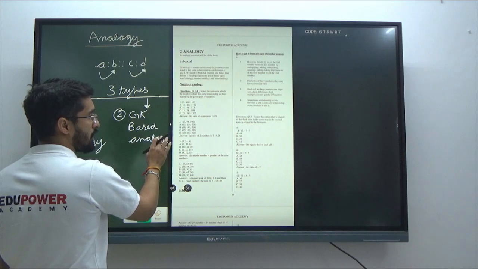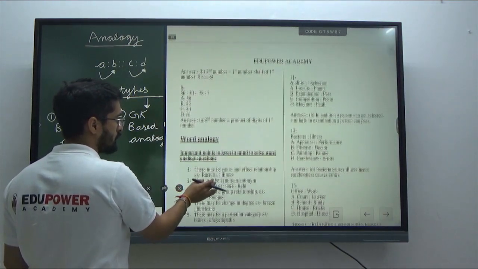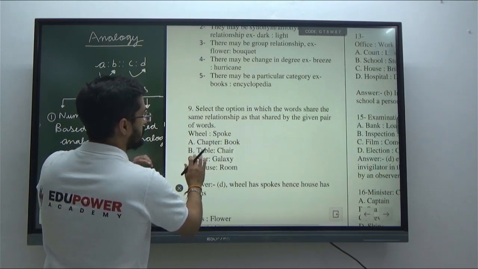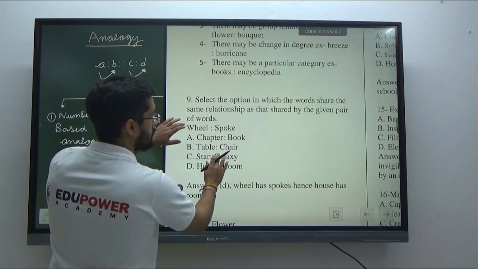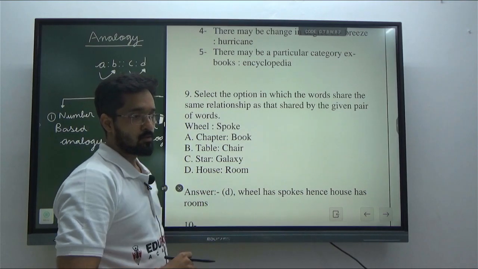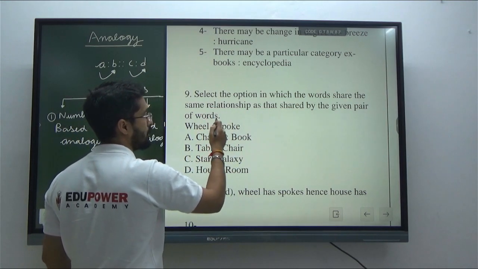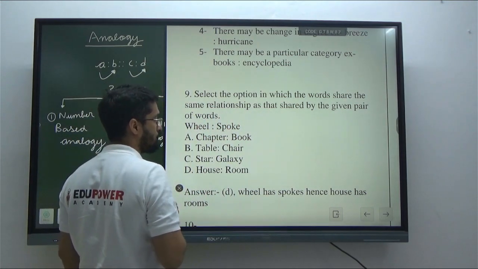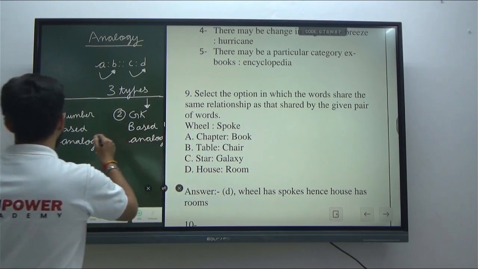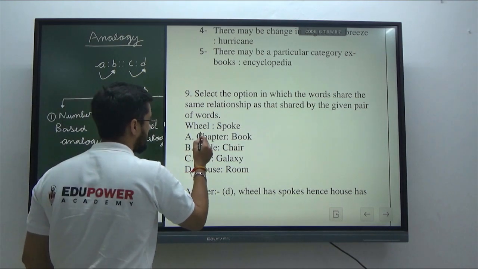We will first start with GK based analogy questions. For example, just have a look at question number 9. The question is: select the option in which the words share the same relationship as that shared by the given pair of words. We have to find the option which shares the same relationship as the given pair of words.